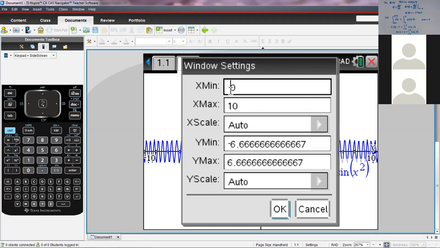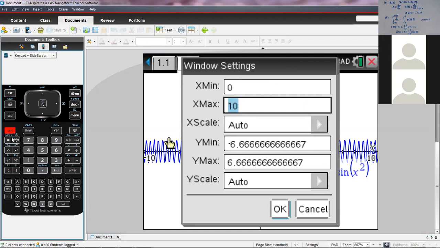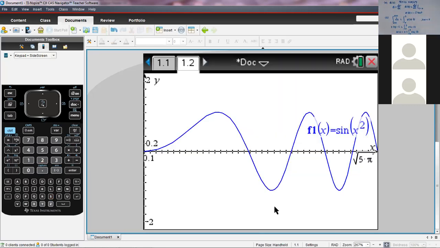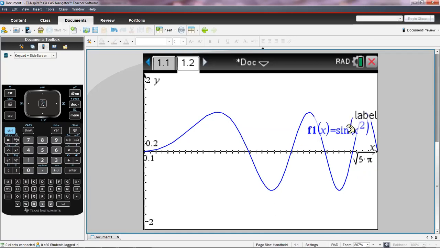And here, 0. Yes, and here I'm going to put square root of 5 pi, exactly as I have in the problem, correct? Then I want, let's just put the auto. Here I'm going to put -2, and here I'm going to put +2. So I'm going to see pretty much something like on the paper, correct? Everybody see that?